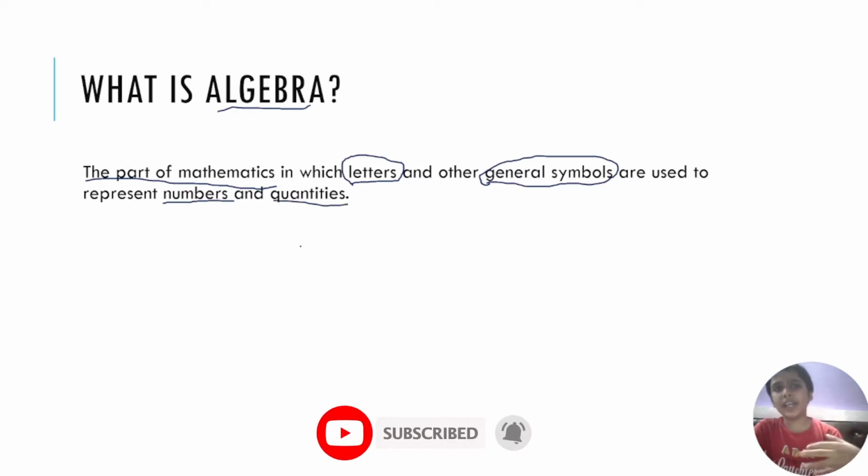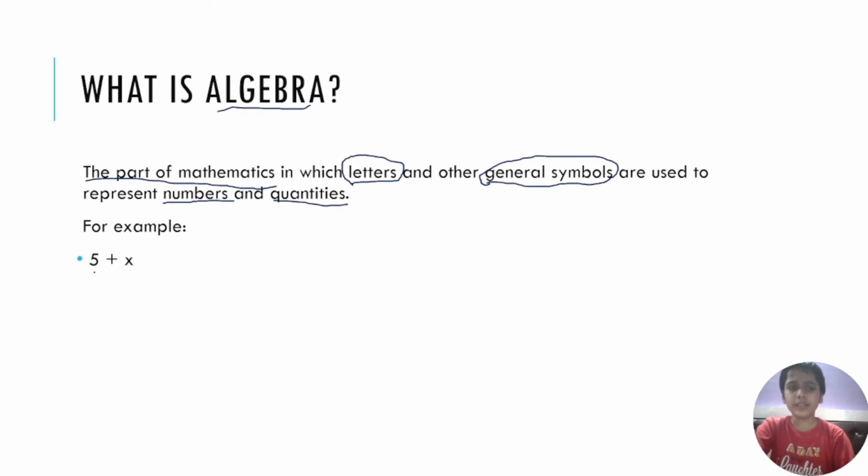So now I'll explain all this with an example. For example, 5 plus x. In this, as you can see, 5 is the numeral, plus is the operator. But now here, instead of a number, we are putting x, and what is x? It is a letter. So in algebra, instead of numbers, we can represent them by letters.